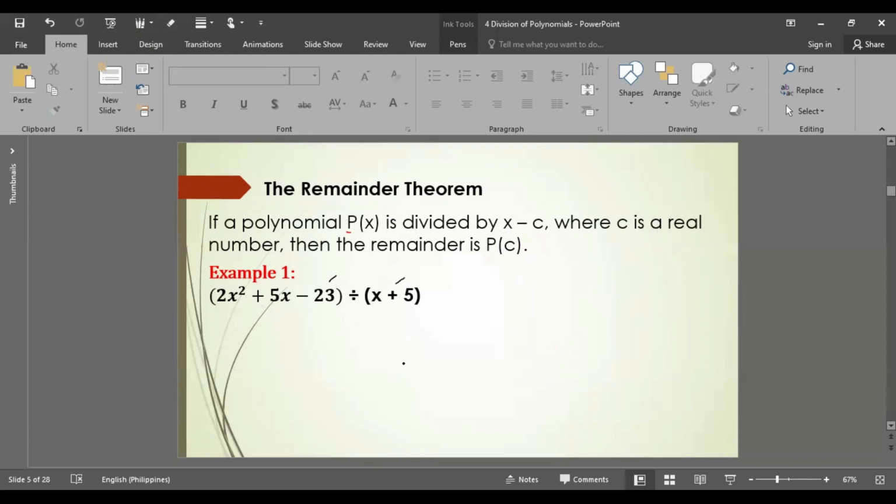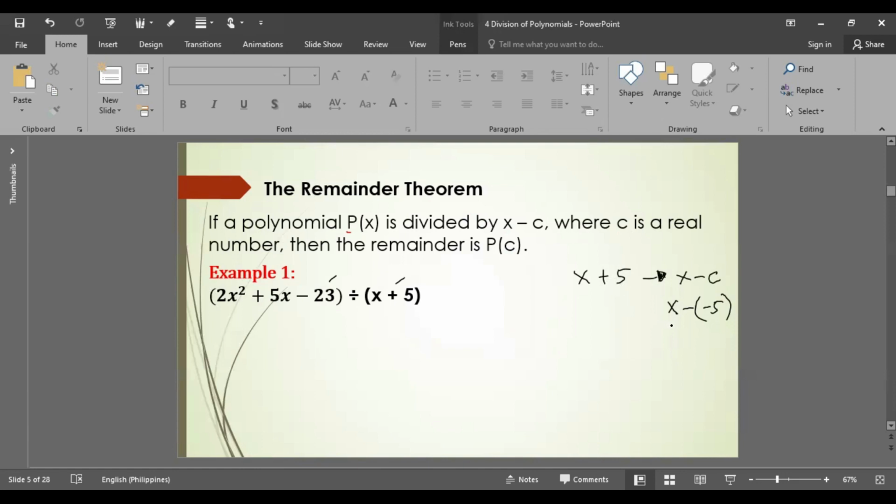So let us now try to get the remainder when we divide this by this. So first is to determine the value of c. Sa divisor tayo, class, kukuha ng value ng c. So our divisor here is x plus 5. So in this case, what do you think is the value of c? It's negative 5. Bakit naman po, ma'am, naging negative 5? Plus yung nandito. Because since it is of the form x minus c, therefore, this expression is equivalent to x minus negative 5. Kaya siya naging x plus 5.